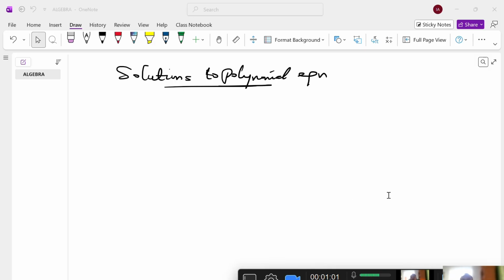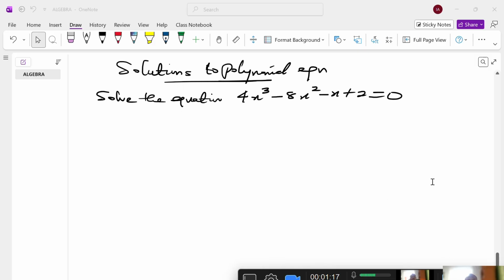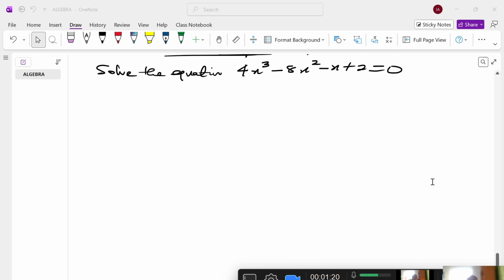You can use a graphical method. We can use trial and error method to find a root. And we can also use the numeric method. But how do we use the graphical method? Let's solve an example where I can illustrate the graphical method. So, an example is solve 4x cubed minus 8x squared minus x plus 2 equals 0.